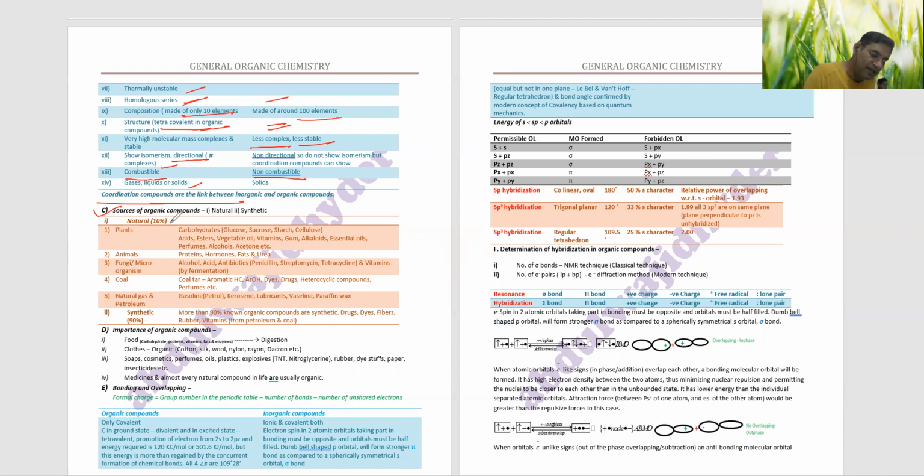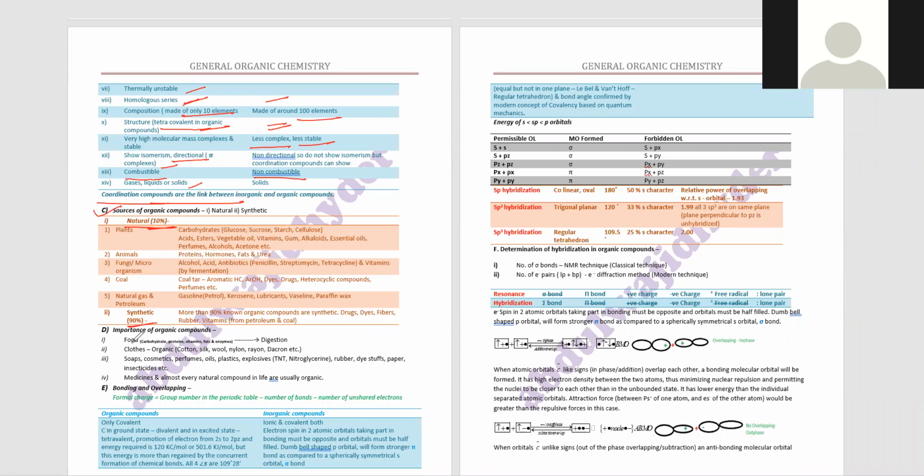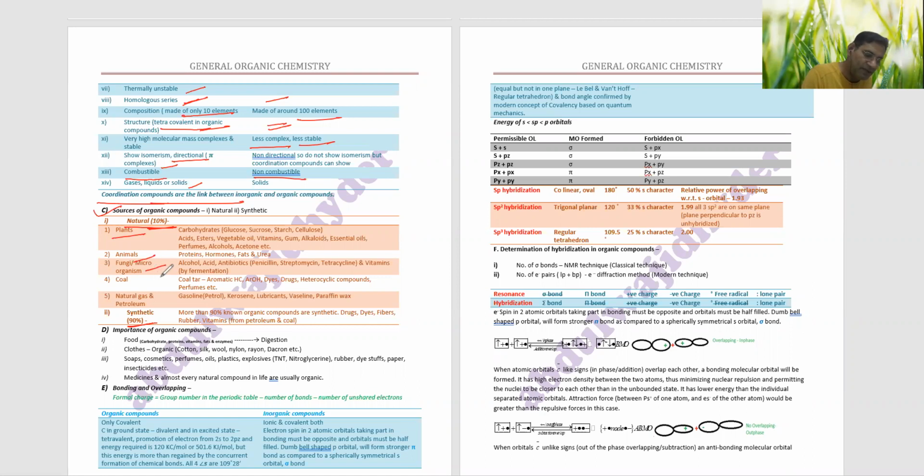Now see, in nature, what's the percentage of organic compounds? In nature, only 10% of organic compounds are there. The remaining 90% are synthetic, meaning we have to synthesize them in the lab. But in nature, only 10% compounds are there. They are in the form of plants, animals, fungi, that is microorganisms, and coal.